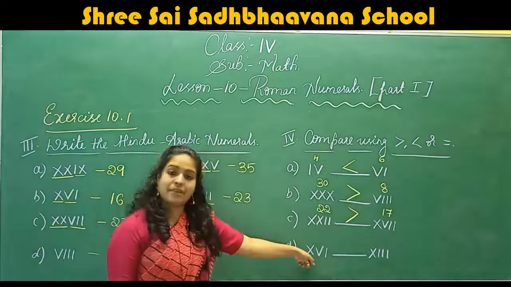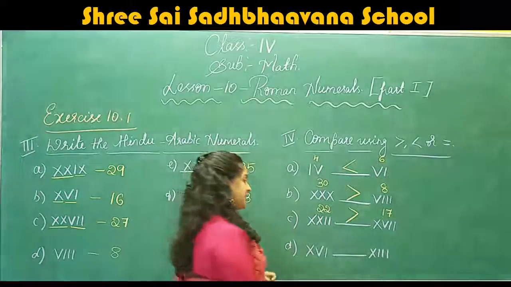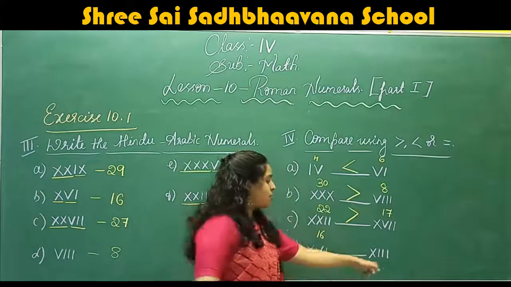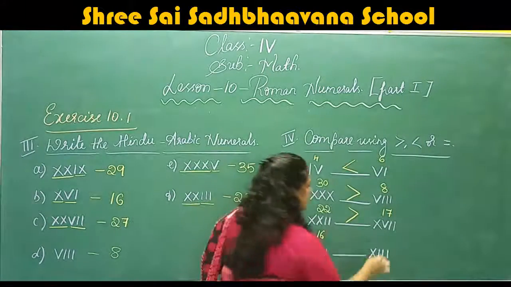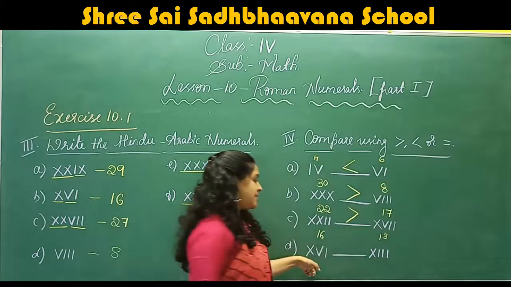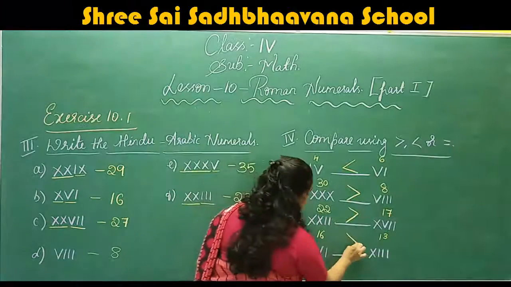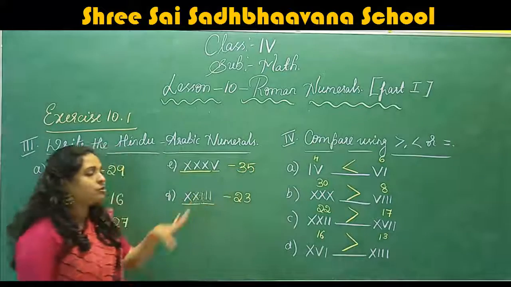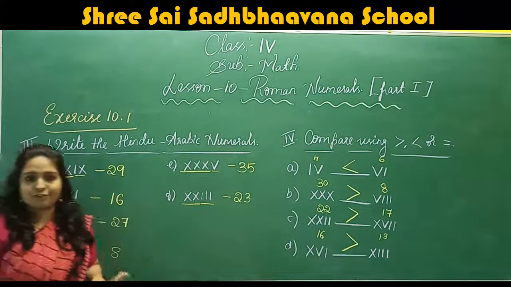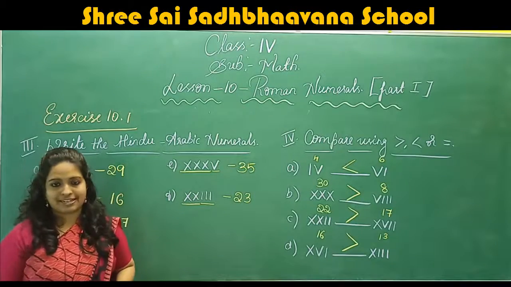Next, read this number. How much is this? 16. What about this? 13. So which one is the greatest one, children? 16 is the greatest one. So in this way, you have to solve the third and fourth main. I hope you will do this yourself.